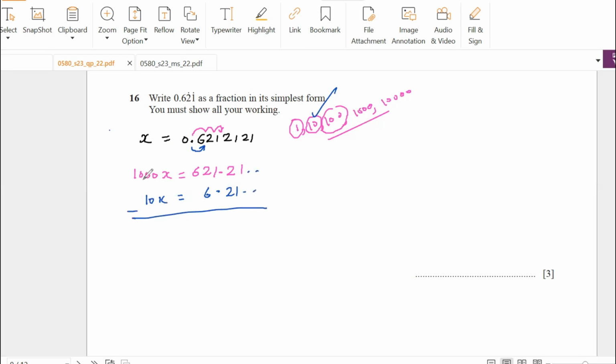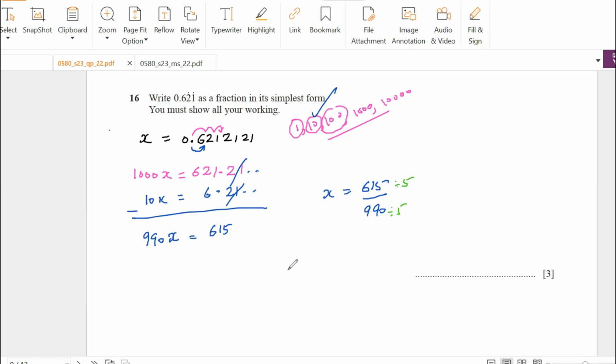Once you subtract 1000x minus 10x, that gives me 990x. x is equal to, cancel 2121. So 621 minus 6 gives me 615. So that means x is equal to 615 over 990. We know that both are divisible by 5. So you can check in the calculator as well.